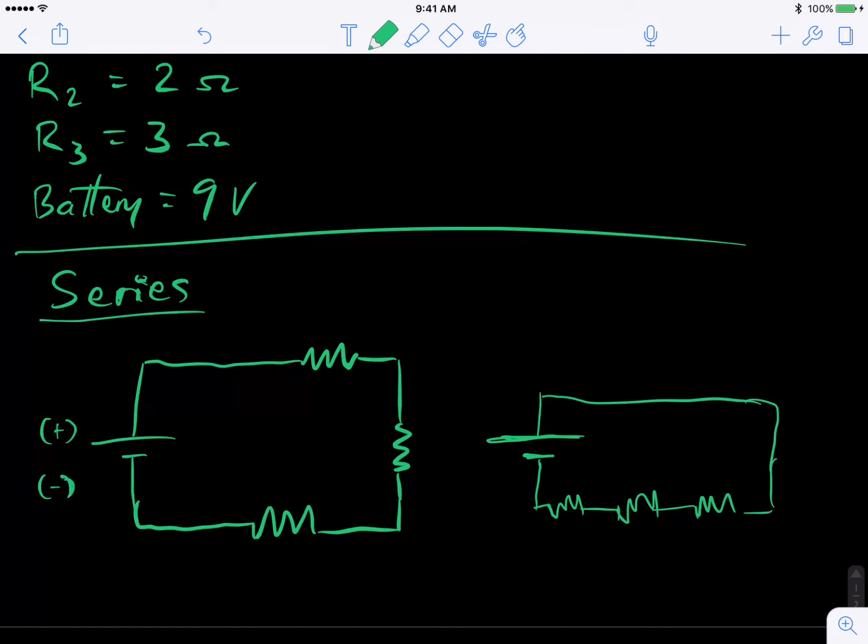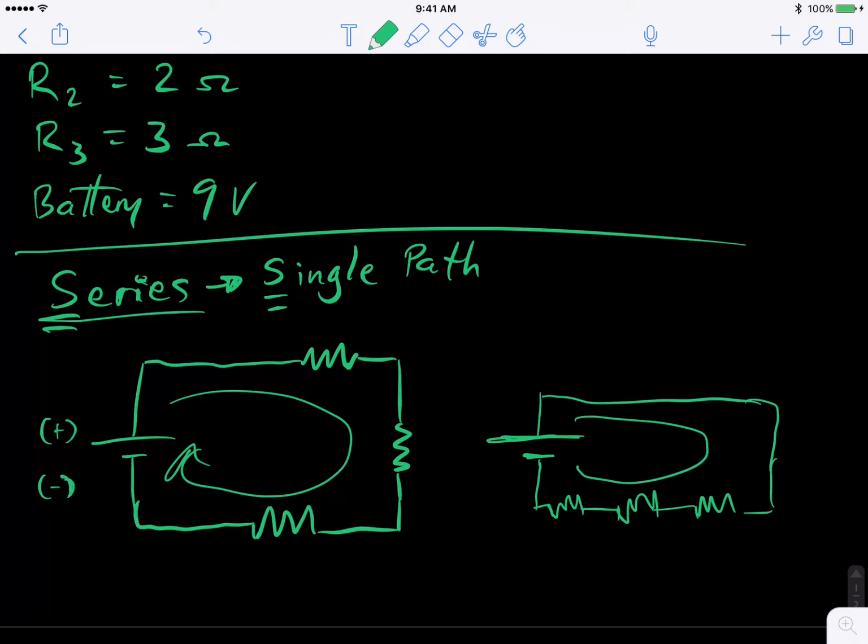So you're going to keep your mind open to that. The thing about series is, you can look at S for series, and you can say that S is for a single path. And P for parallel, and as we'll see in our lesson tomorrow, P for plural paths, or many paths. And so we have a single path for the current here and here as well.